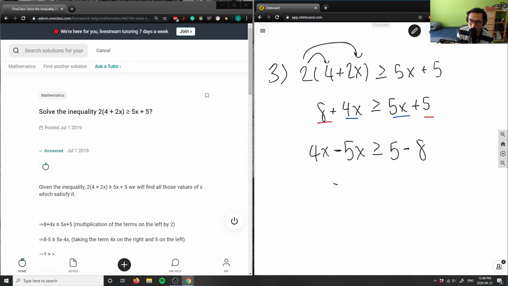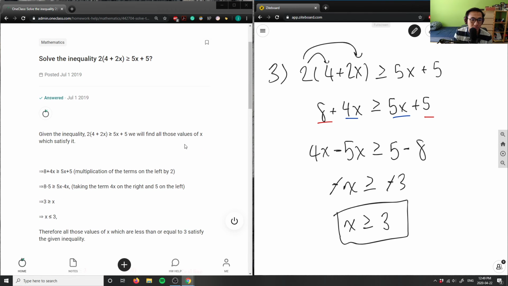So therefore, I have 4 minus 5, which is simply negative 1x, or negative x, is greater or equal to 5 minus 8 here, which is negative 3. I can simply divide both sides by negative 1, so these negatives cancel out. I get x is greater or equal to positive 3, and this here is my solution for my inequality. So this here is correct. Again, what they did was they did distributive property as well. They have 8 plus 4x, which is good, is greater or equal to 5x plus 5.